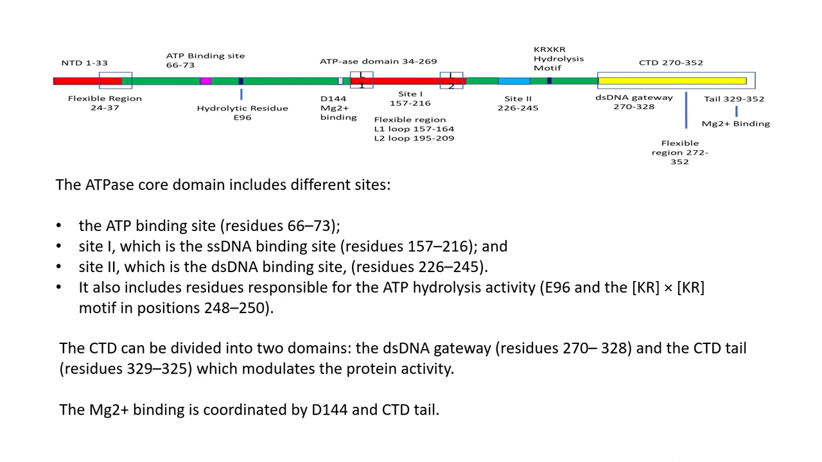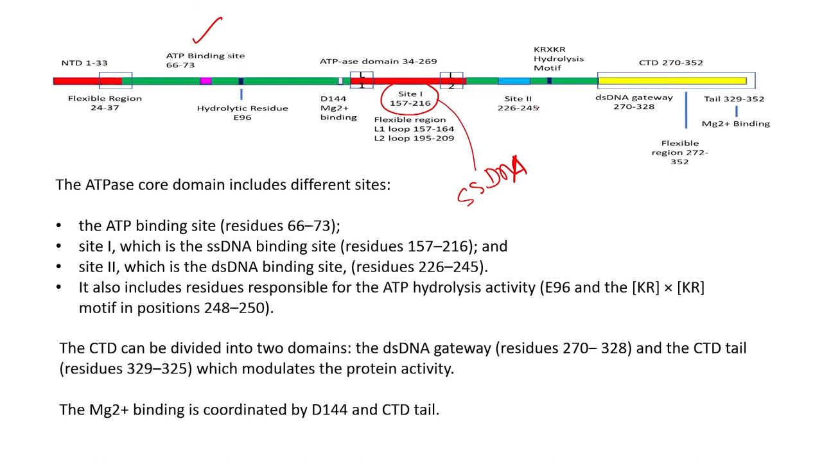Let us first focus on the ATPase core domain. It includes different sites. Number one is the ATP binding site between residues 66 to 73. Then there is site 1, as you can see over here, having the residues 157 to 216. This is a single-strand DNA binding site.